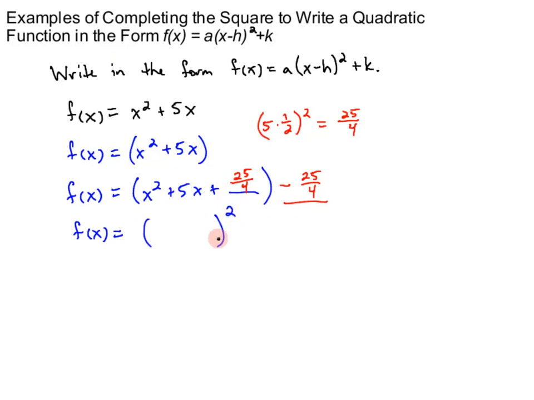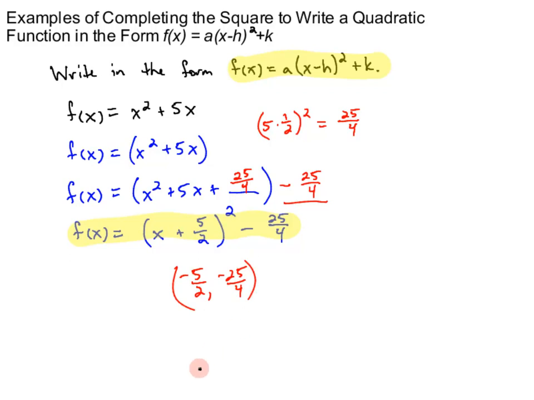It's going to be a perfect square. It's going to be x, and then you take half of the positive 5 and put it here. Well, half of positive 5 is 5 halves. And then you just carry down your minus 25 fourths that's out here. So now this is in the form that we wanted, and the vertex in this case would be negative 5 halves, comma, negative 25 fourths. And you can check that.